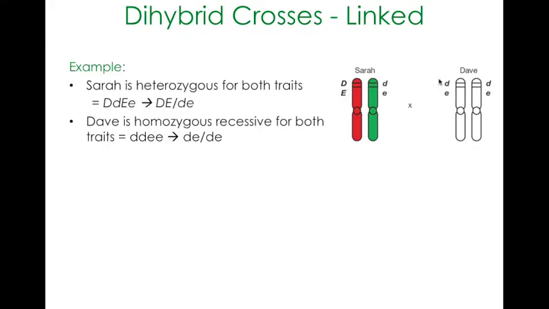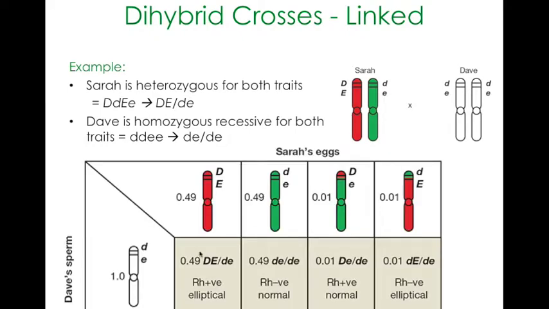Okay. Now, Dave, on the other hand, because he's homozygous recessive for both traits, it doesn't matter what combination he has. He will always produce only one type of sperm, one with a lowercase d, lowercase e, in all scenarios. And here are the ratios. You can see the 0.49 represents its percentage. 0.49 referring to 49% chance, 0.01 referring to a 1% chance there, okay?